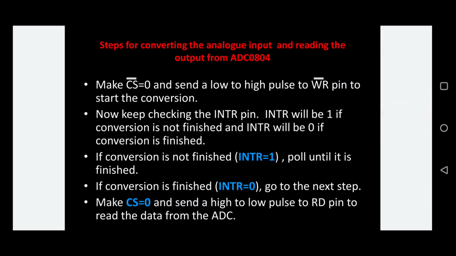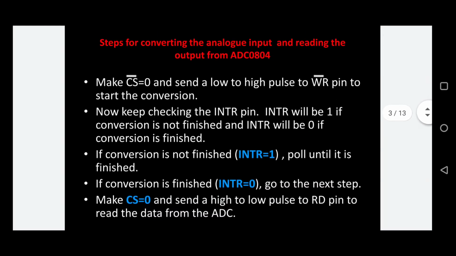Now we are going to discuss the steps for converting the analog input into digital output by using ADC 0804. It has an algorithm with five steps that explain the conversion procedure. The first step is to make sure CS equals 0, that is, make chip select equal to 0. After making CS equal to 0, we send a low to high pulse to the write pin to start the conversion. Next, we have to check the interrupt pin.